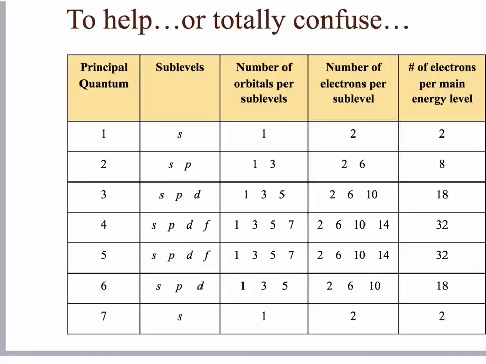Now, I usually put this up here and I have it labeled to help or to totally confuse you. It gives you kind of a layout of principal quantum numbers, sublevels, number of orbitals per sublevel, number of electrons per sublevel, and then how many electrons per main energy level. Some kids find this really helpful, others find it really confusing.